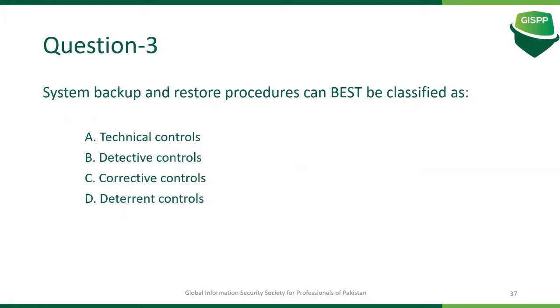Okay, let's go to the third question. The system backup and restore procedures can best be classified as what? Technical control, detective control, corrective, or deterrent. Do you think it's a deterrent? No, deterrent means we are trying to discourage the guy. So we are talking about backup and restore. Backup and restore means after the fact. That means something has already happened and now we are going to fix it. That means we are going to correct it.